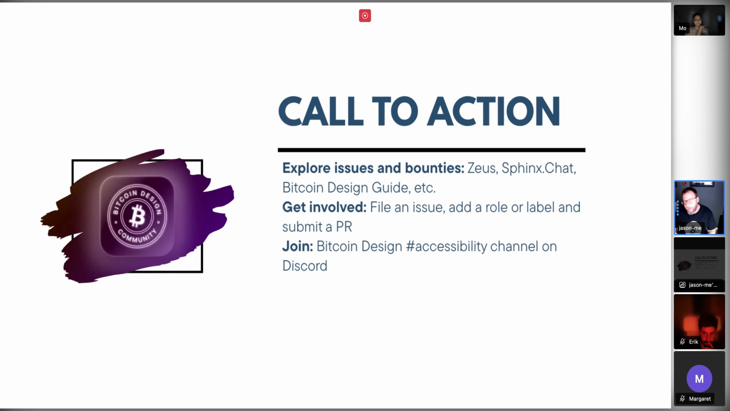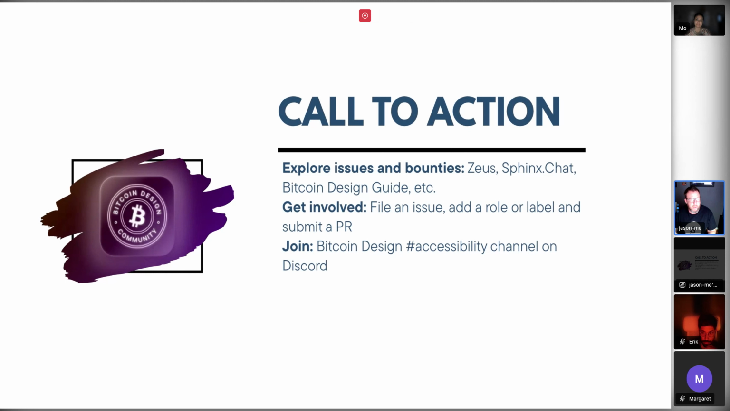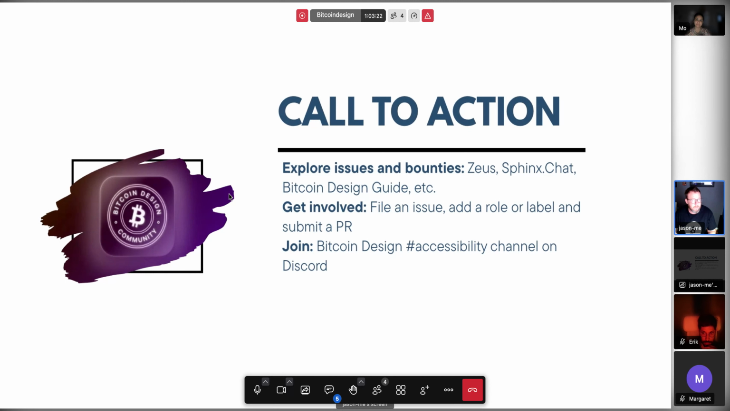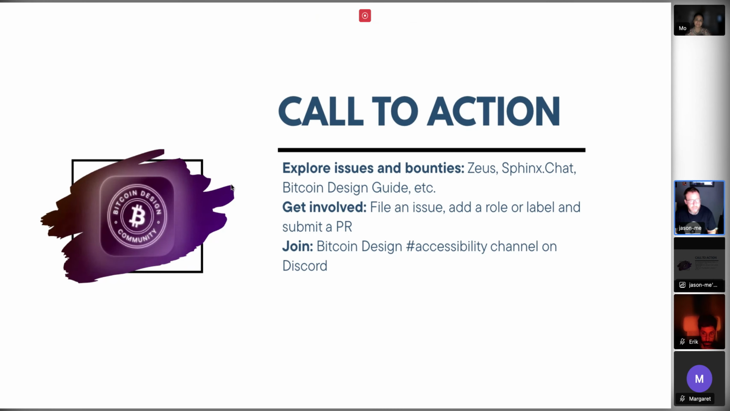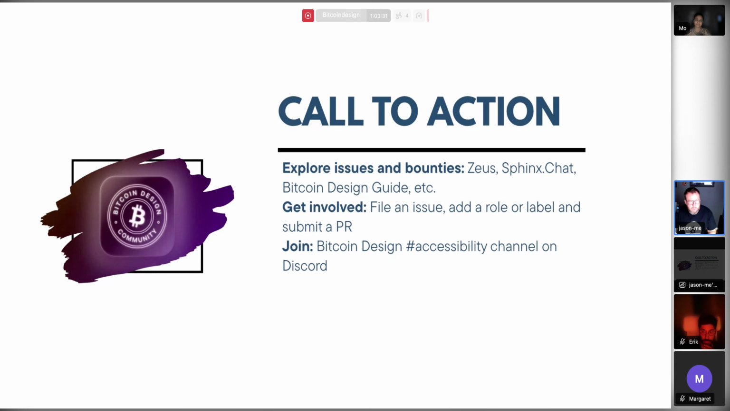So what I would ask everyone here to do is, go through your favorite wallets, find accessibility issues, and then see if you could submit an issue to their GitHub. Maybe they even have a bounty that you don't know about, and you can get paid for it. And if you know how to fix it, if it's a simple issue, you can add a role or label and submit a PR and get it merged. And then join the accessibility channel here in Discord and ask lots of questions. So that's it for me today.